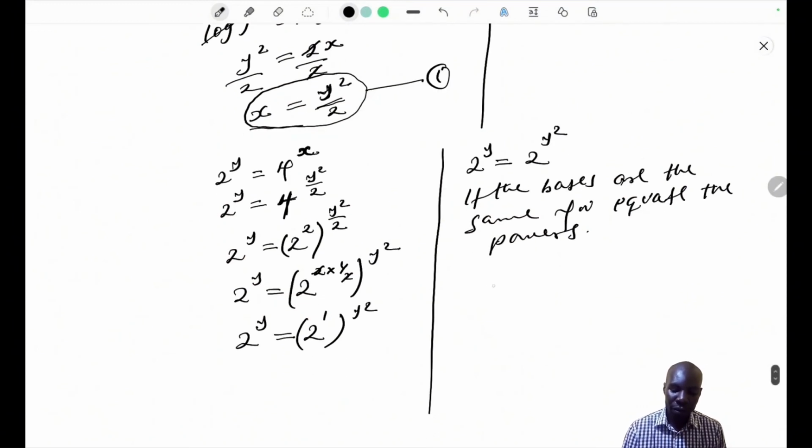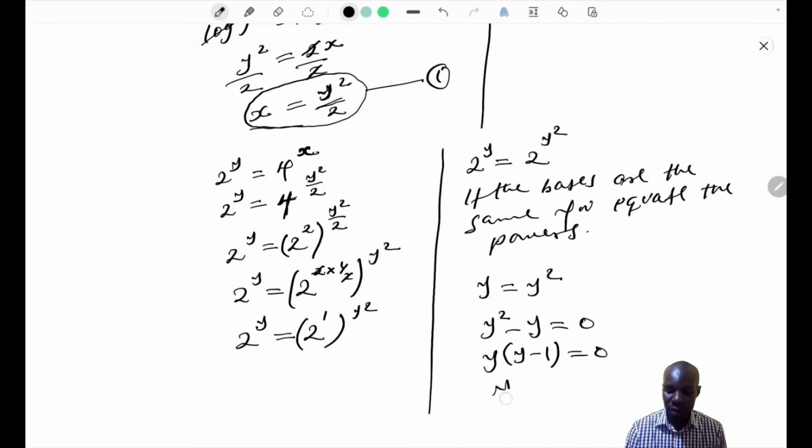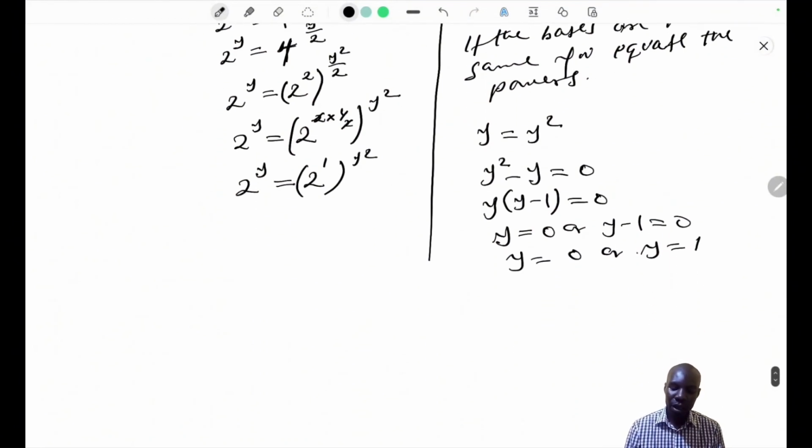So we'll have y is equivalent to y squared. If you collect the like terms, you'll say y squared minus y is equal to 0. Common factor y in bracket, y minus 1 is equal to 0. So y is equivalent to 0, or y minus 1 is equal to 0. So we'll have y is equal to 0 or y is equal to 1. So that is the value of y.